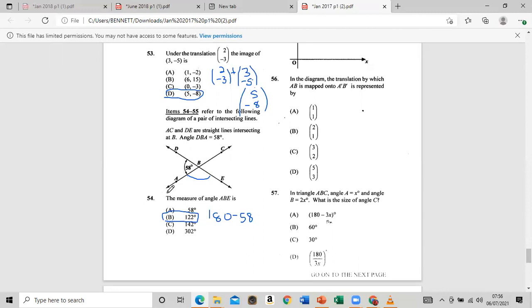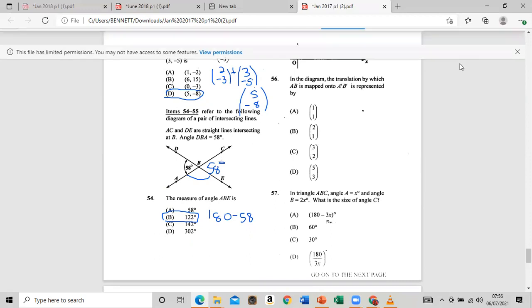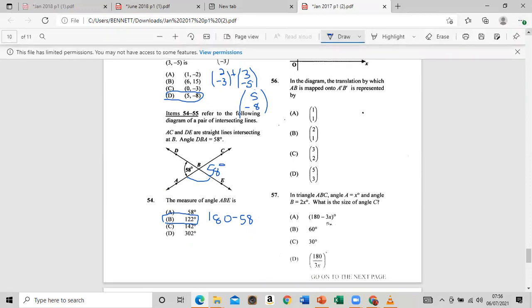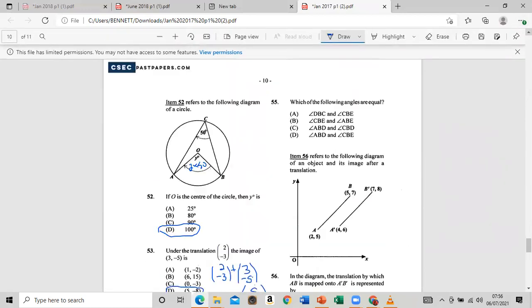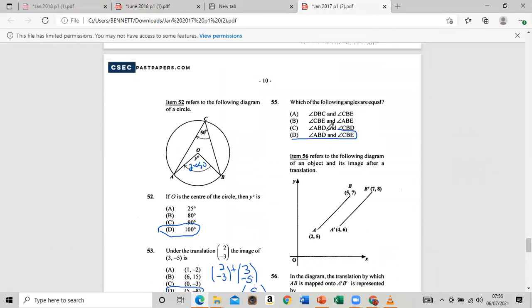Let me see the last one. ABD is equal to CBE. So it's this one. This is equal to 50 degrees. Vertically opposite angles are equal. All right, so this one would be D. Guys, I have to be very careful with these. You don't want to give away marks.